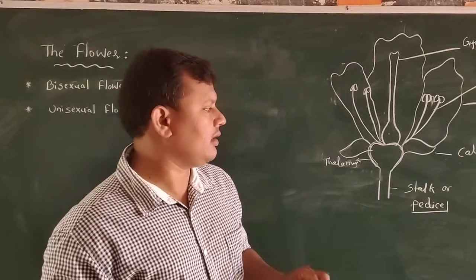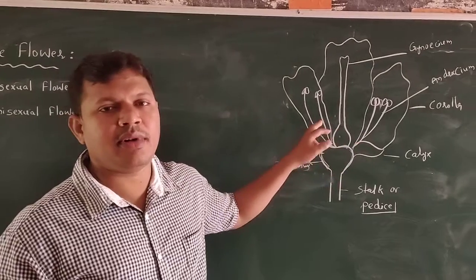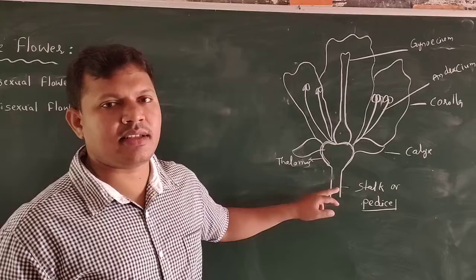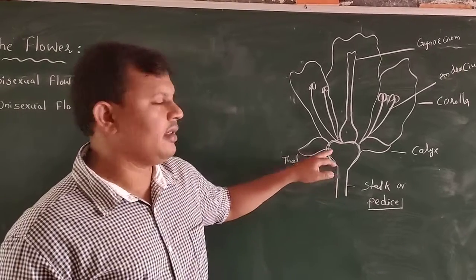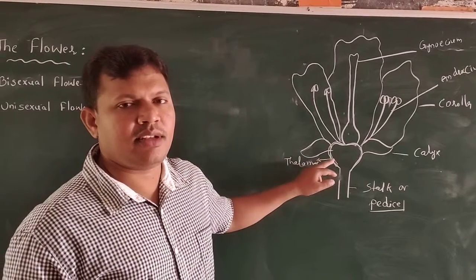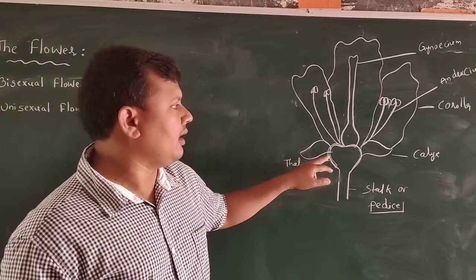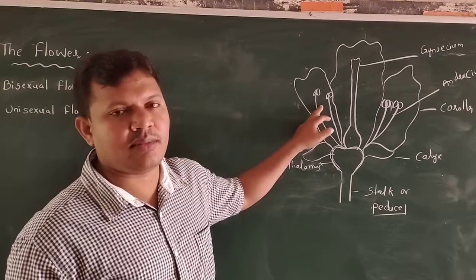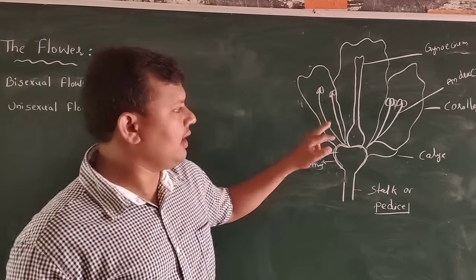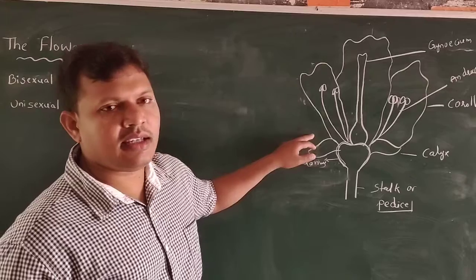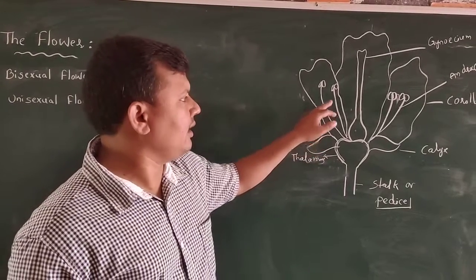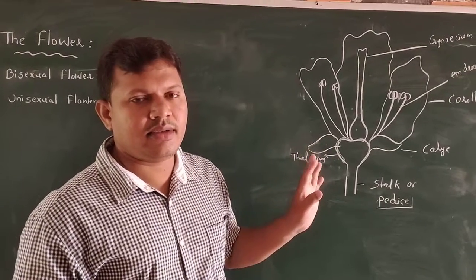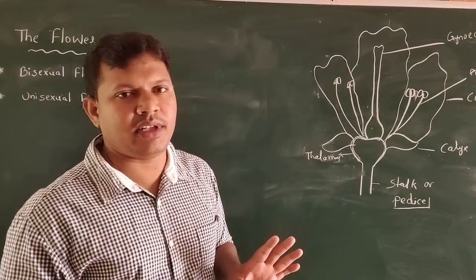So mainly in the last class, we saw the parts of the flower. That is the pedicel, which is the stalk of the flower, and the thalamus, which is the swollen base part of the flower, and after that the floral parts, that is calyx, corolla, androecium and gynoecium. In this, calyx and corolla are the accessory organs and androecium and gynoecium are the reproductive organs. So that is completed so far.